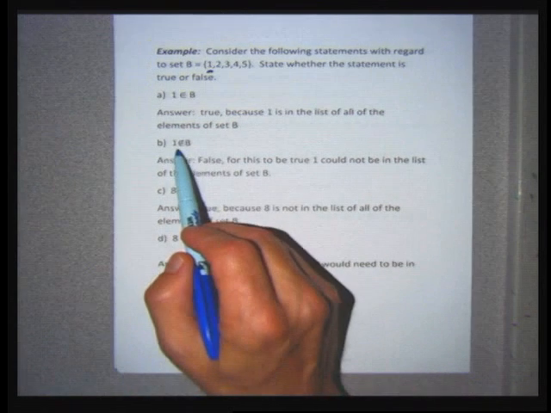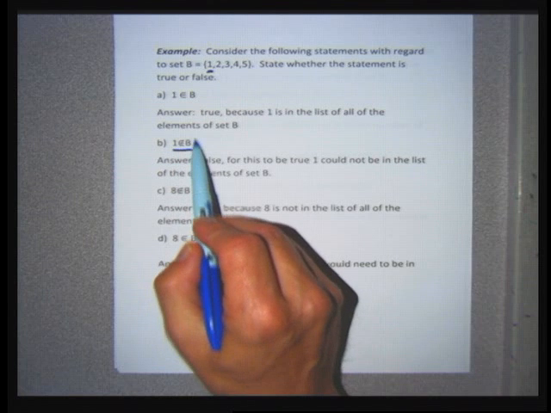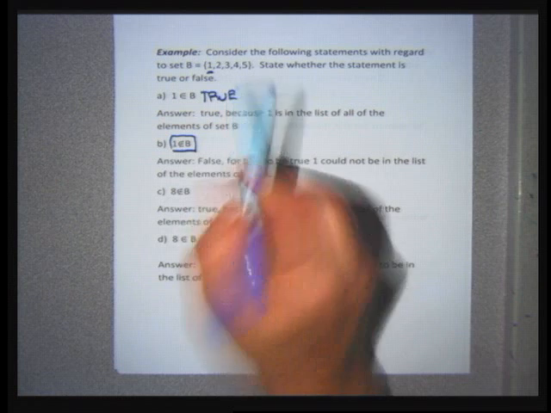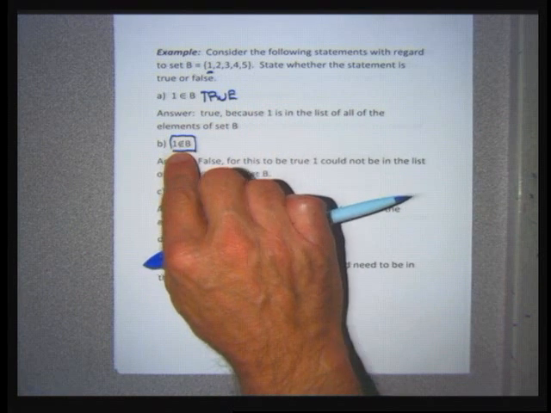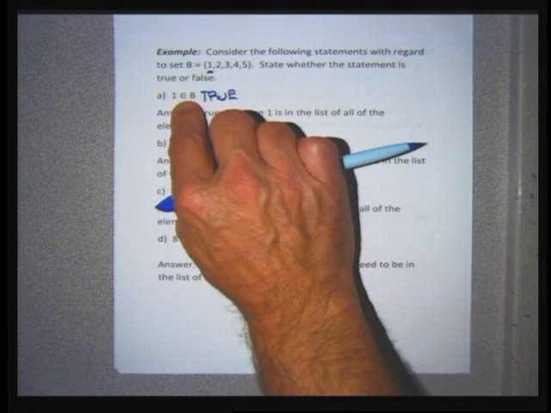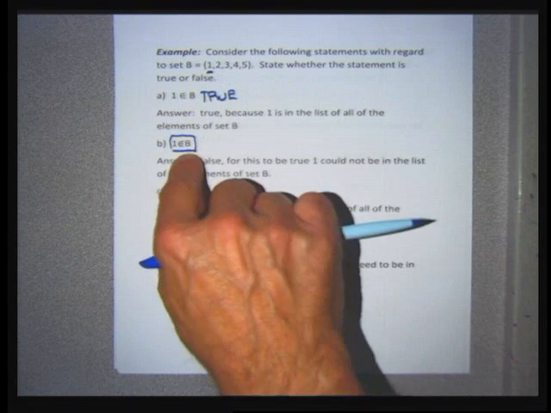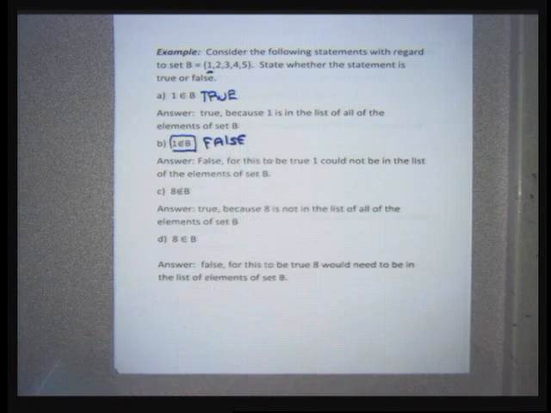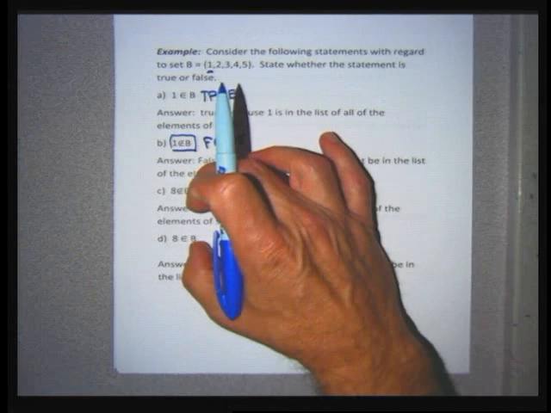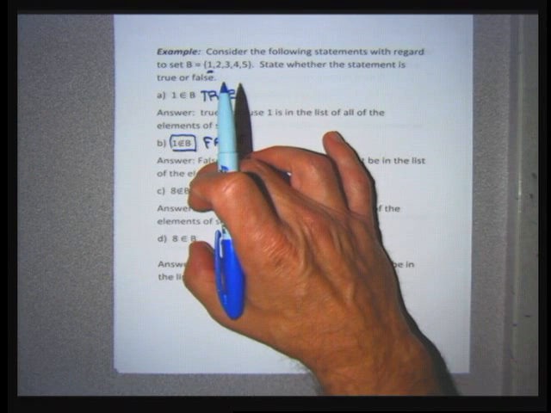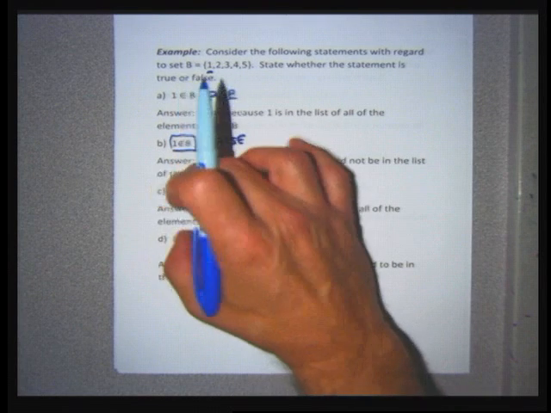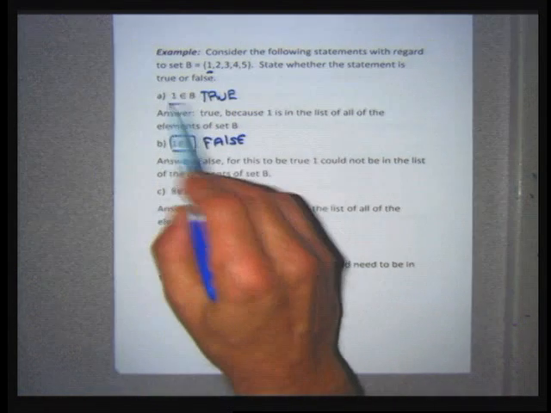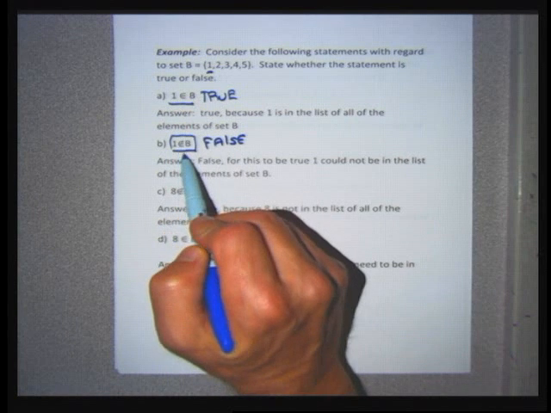So this one says 1 is not an element of B. Well, that can't be true because since it's true that 1 is an element of B, this is false. This says 1 isn't in set B, but 1 is in set B. For these two, one is going to be true and the other is going to be false, always. If you take the same element and ask, is it an element or is it not an element, then one's true and one's false. Here, because 1 was an element, saying 1 wasn't an element was false.